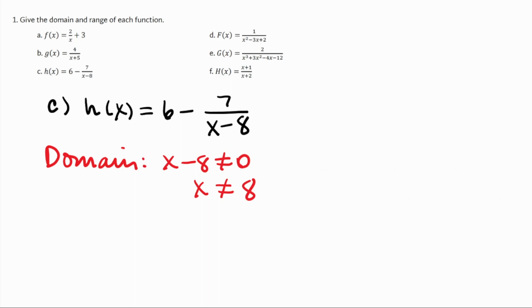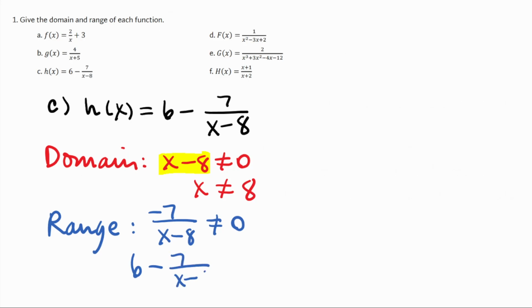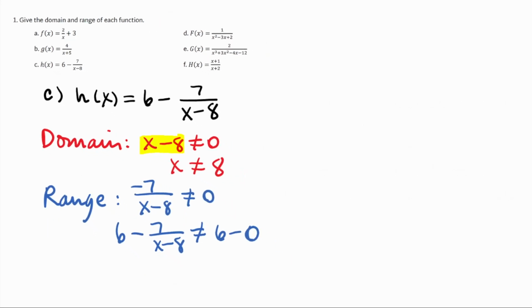Okay, and then the range will be, okay, we'll start with the fact that that fraction 7 over x minus 8, that can't equal 0. Not possible. So if I made it negative, negative 7 over x minus 8 is not equal to 0, right? Still for the same reasons. That fraction can't equal 0, so the negative version of it couldn't equal 0 either. So 6 minus 7 over x minus 8 is going to not equal 6 plus 0, or 6 minus 0, it might be more accurate to say. So it can't equal 6 minus 0, and that's like saying y can't equal 6.